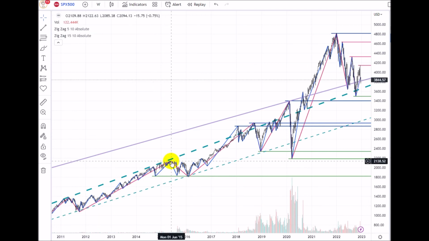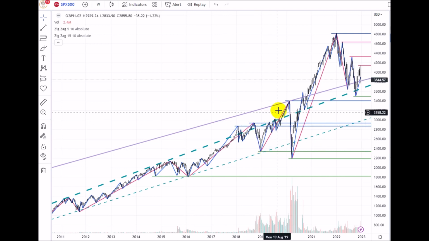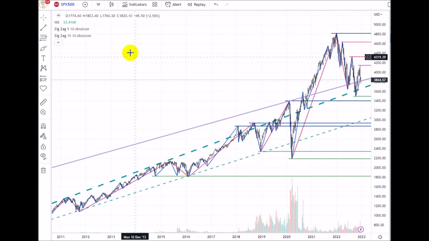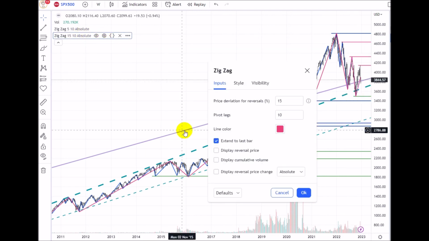Major peak? Yes. Major low? Yes. Major peak? Yes. Major low? Yes. Major peak? Yes. And now we don't have anything down here. Okay, so this looks good. I can work with this.